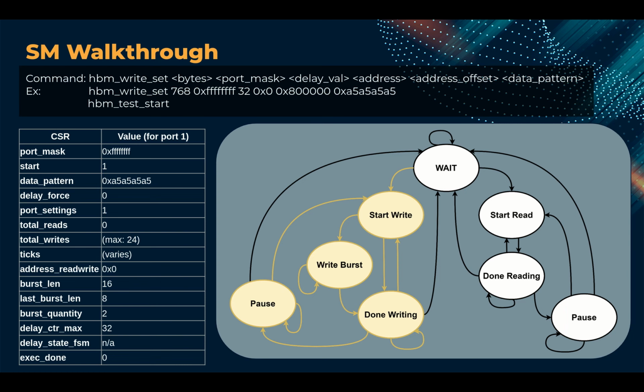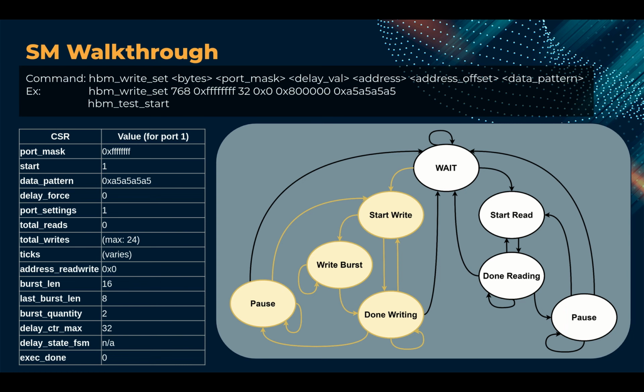So both the address and address offset arguments contribute to the value of the register address read-write for each of the 32 state machines. For example, if the first 16 ports are enabled and the starting address was 0 and the address offset was 1, then port 1 would start writing at address 0, port 2 would start writing at address 1, port 3 at address 2, port 4 at address 3, and so forth, until the last enabled port 16 would be writing at address F.